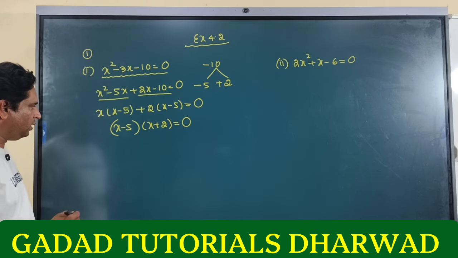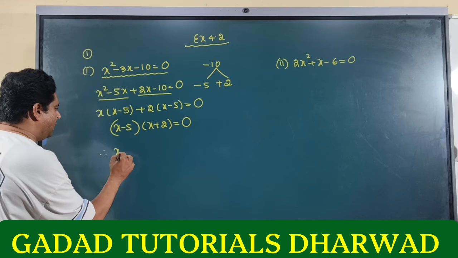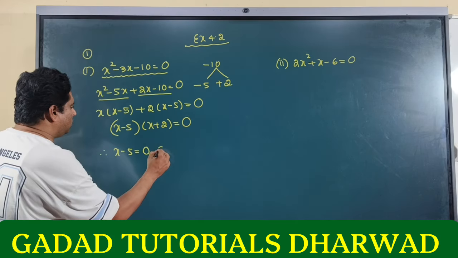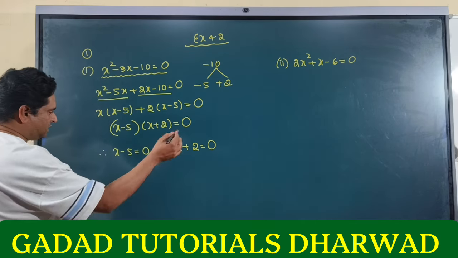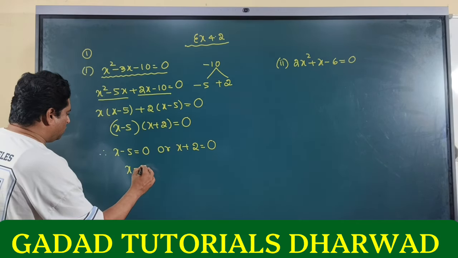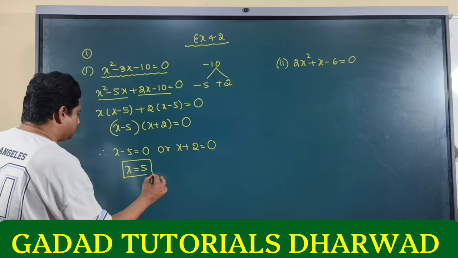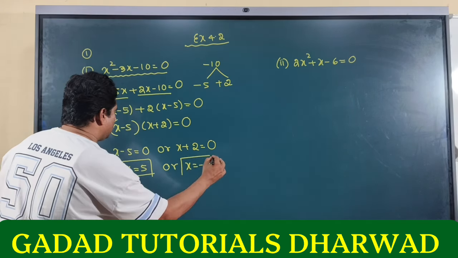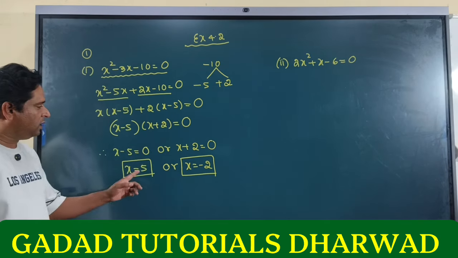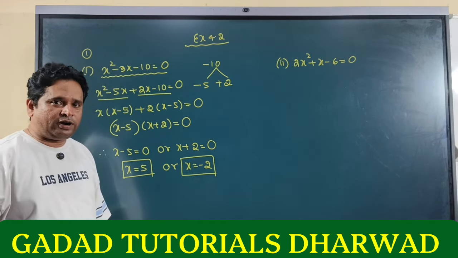Apply the zero product rule over here and find the roots. x - 5 = 0 or x + 2 = 0. Taking -5 to the RHS, x = 5. x = 5 or x = -2. These are the two roots of the quadratic equation.